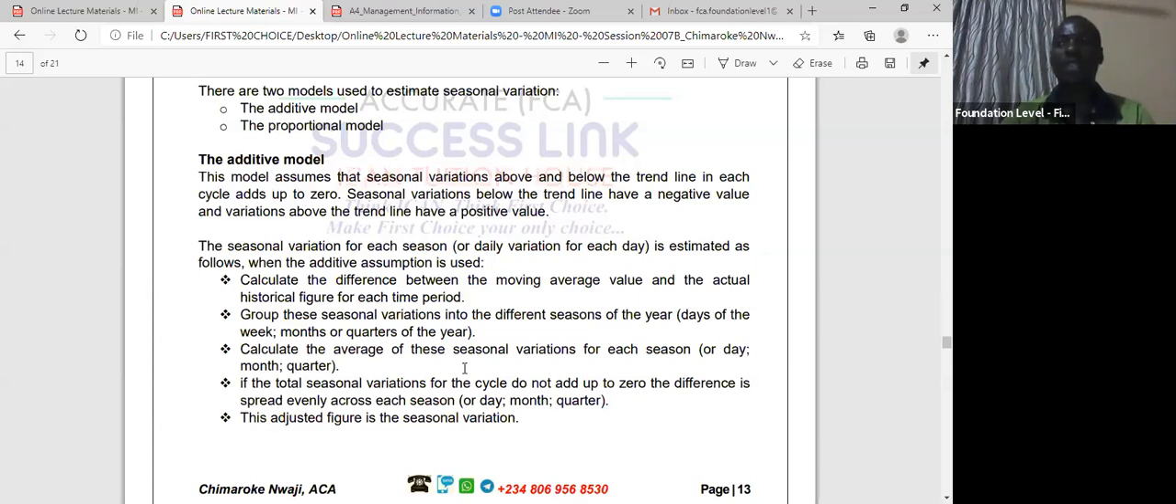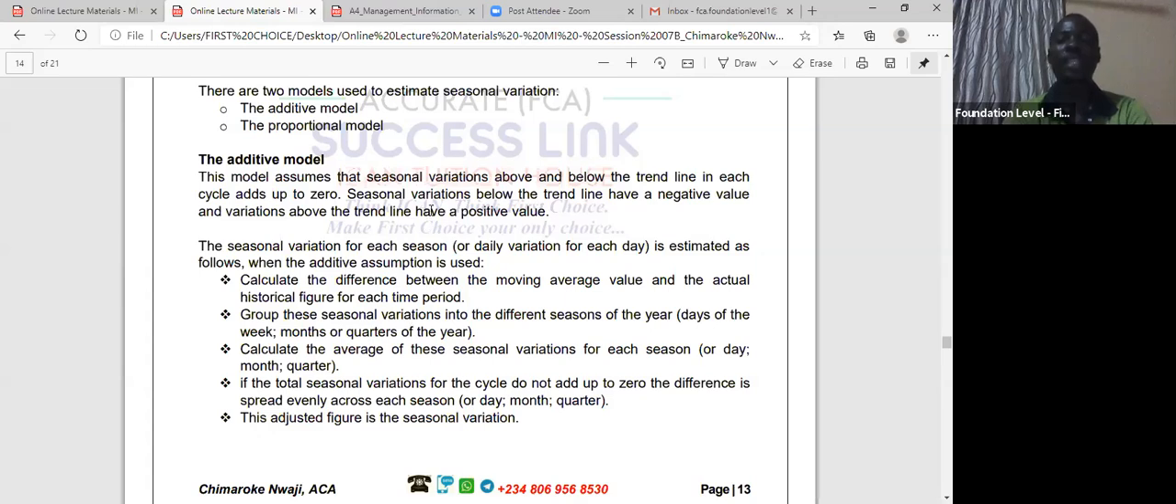When you look at those histograms, the line of best fit is a straight line, and there are some figures up and down. So it assumes that one is the actual data, but that line of best fit is the trend line. So what they are telling us is that the actual data minus the figure on the straight line is what gives you your seasonal variation.